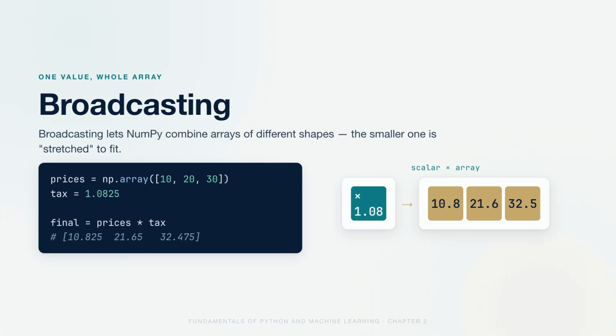Another example: if we initialize a prices array with 10, 20, and 30, and we have a tax equal to 1.025, we can do final_prices = prices * tax. Here NumPy multiplies each price by the tax value. Broadcasting helps us avoid unnecessary loops and makes our code shorter and easier to read.